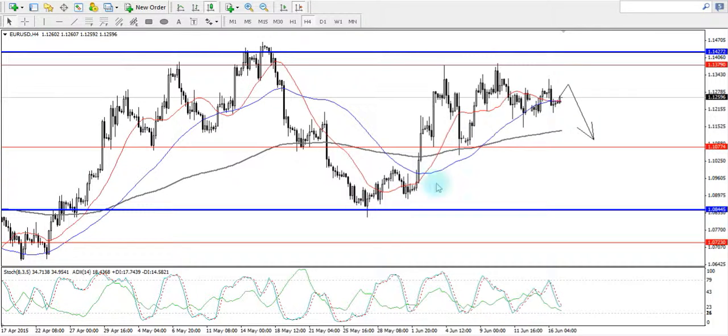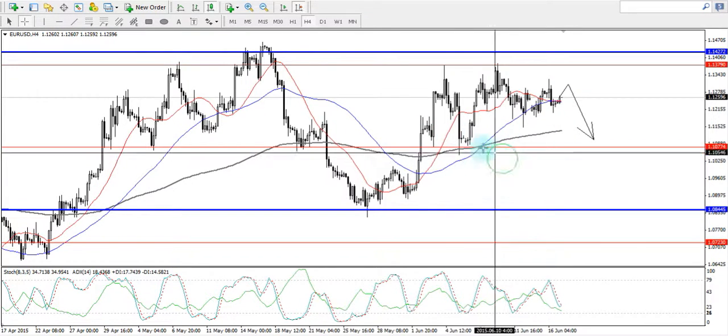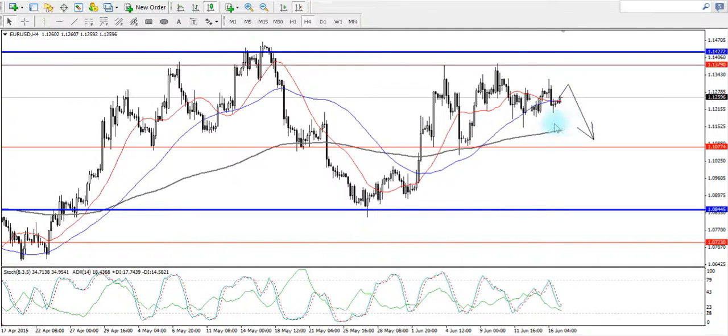So we're going to start off with the euro against US dollar. Here we are seeing the forward chart. As you can see, the price has been consolidating in a symmetrical triangle-like formation. And today we do not have much news from the euro except for the final CPI and the core CPI itself.